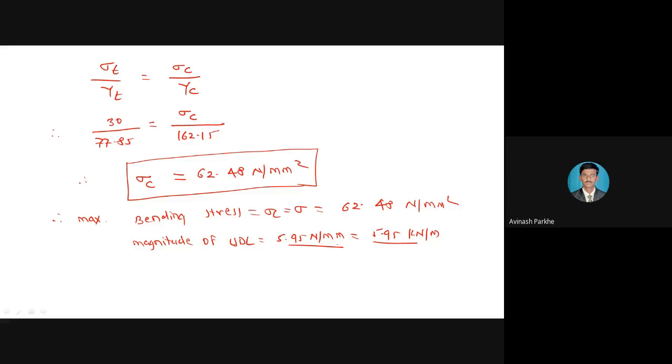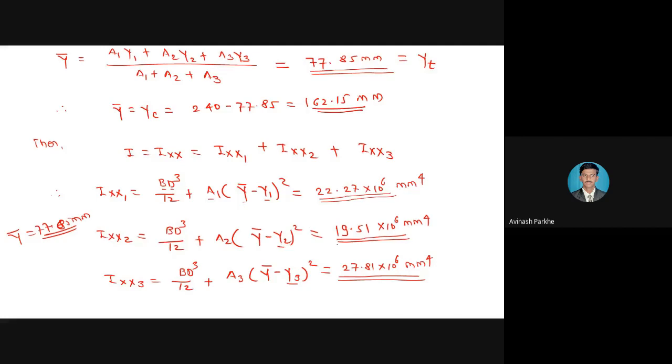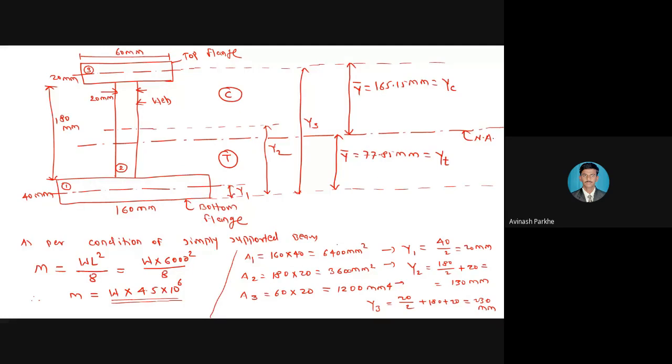So like that, this is the one problem where, in the last or previous problem whatever we have solved, the magnitude of UDL is given. Therefore, you will get that particular bending moment in the form of an answer. But here we have to calculate the magnitude of UDL. Therefore, bending moment we have calculated in the form of W. But to calculate that particular W and sigma C, the tensile bending stress, that is sigma T, is given in the statement.